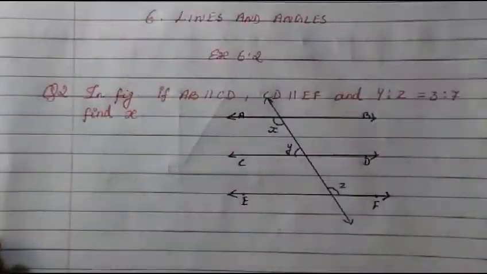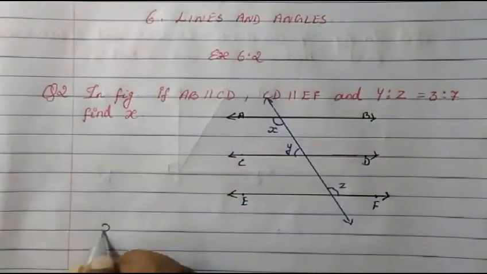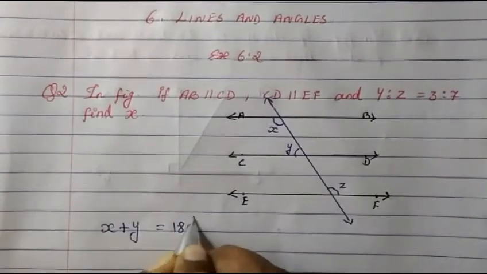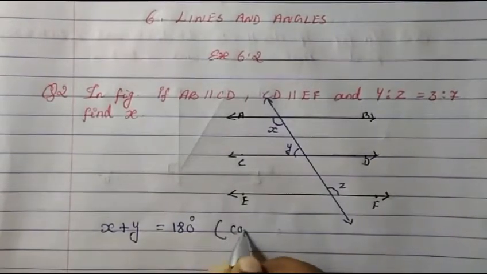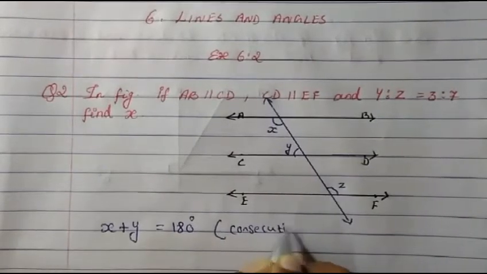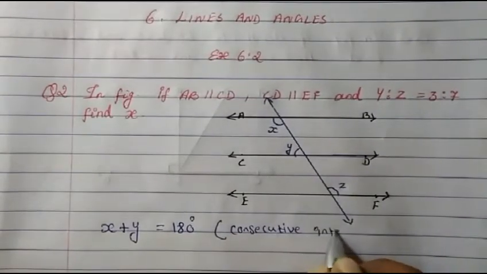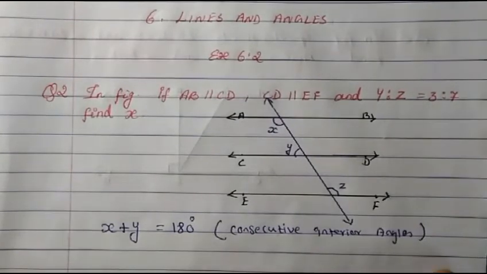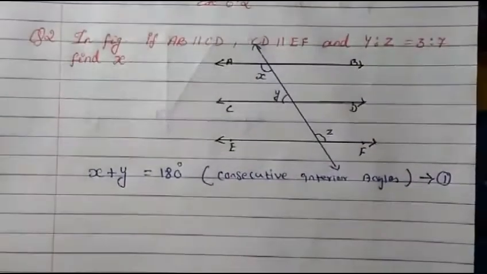So can we say that x plus y is equal to 180 degrees? You have to mention here, because they are consecutive interior angles. This is very important, what you write in the bracket. So let's consider this as equation 1.